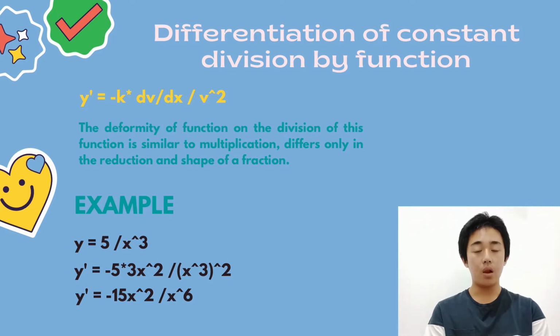But the twist is, we also give it a square. So x cubed squared. So we calculate all of it. We calculate the upper part first and we get negative 15x squared. And for the bottom one, we get x to the power of 6. So y prime, or derivative of y, equals negative 15x squared by x to the power of 6.